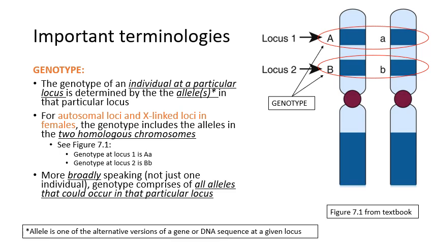Now, more broadly speaking, not just in one individual, a genotype comprises all of the alleles that could occur in that particular locus. So you know that there's A, T, G, and C, the nucleotide bases. So if you're talking about just one particular segment of the DNA, it could be A in one spot, and it could be T in the maternal allele and the paternal allele, or it could be different combinations of that. It could be AA, it could be AT, it could be AG. So it's really important to know that all of those combinations, as long as there is one in the maternal copy and another in the paternal copy, together form a genotype.